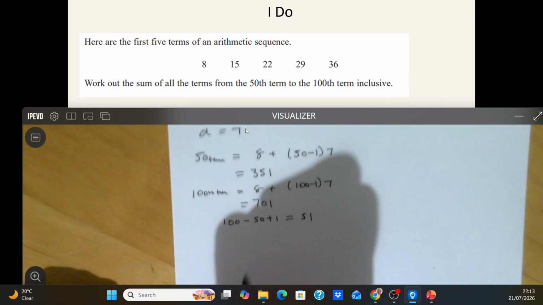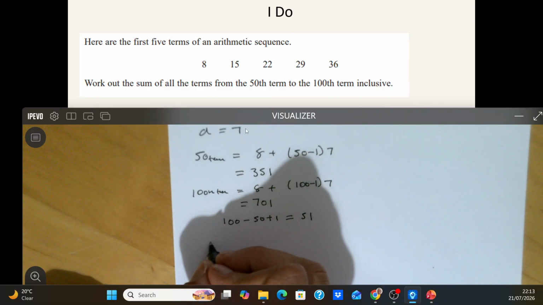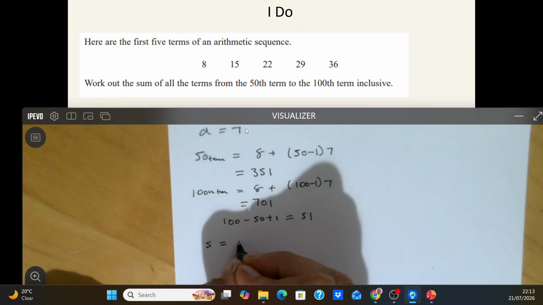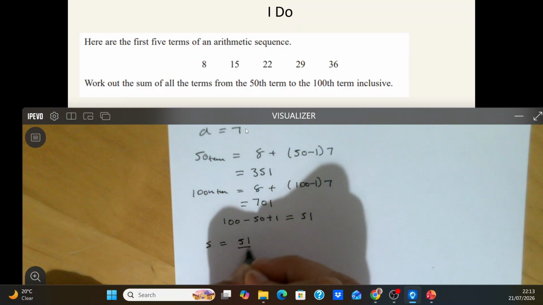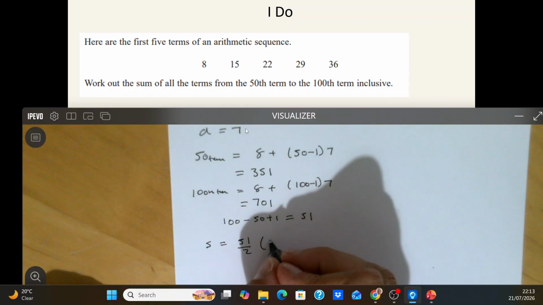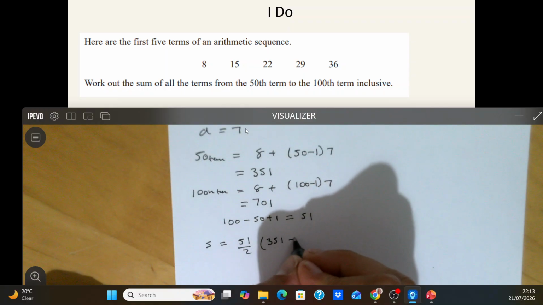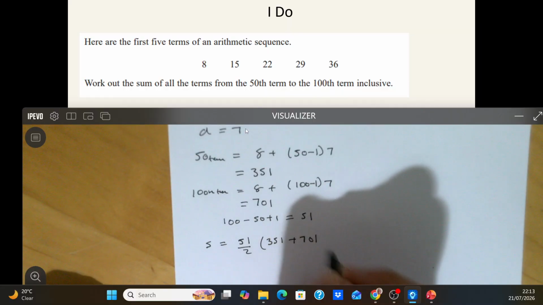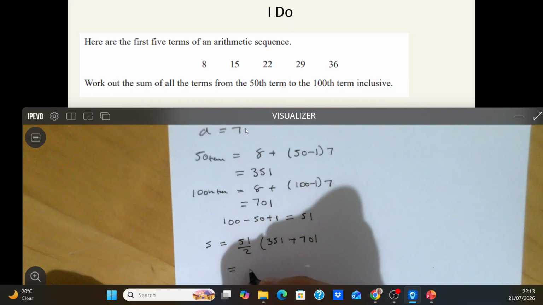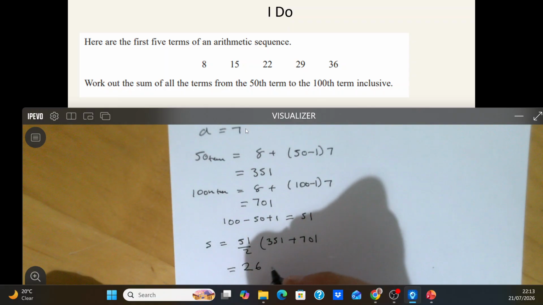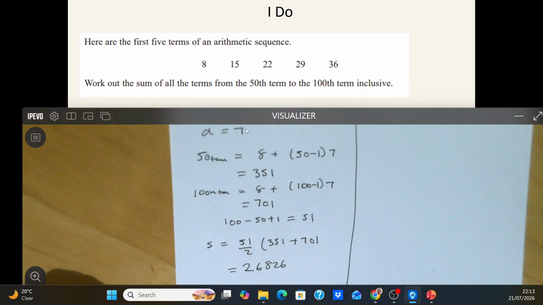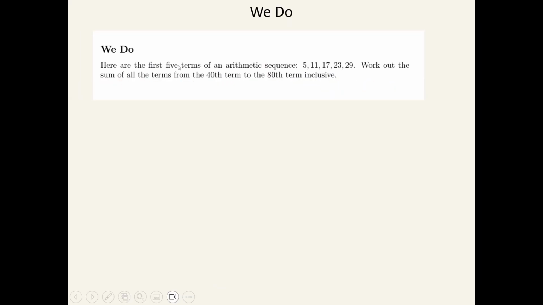51. So if I use the formula for the sum of a series, what I'm going to do is the number of terms divided by 2, times the first term of the sequence plus the last term. Make my calculator look like that, and that gives me 26826. Right, brilliant. Now, why don't you have a go at the next question? Well, we'll walk through it.